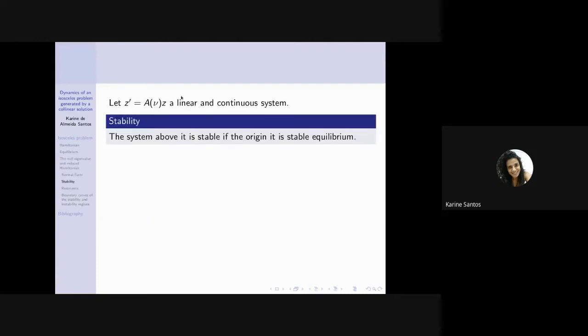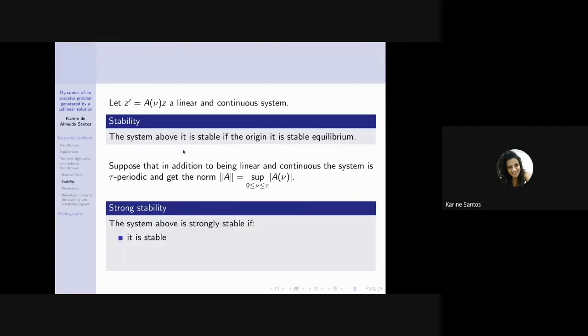Here we have a linear and continuous system, and this is a normal stability definition. And suppose that we also have that the system is periodic, and we take this norm in the space. So we say that this system is strongly stable if it is stable, and every neighboring linear system is also stable. Here we can see that strong stability is very complicated to happen in practice.